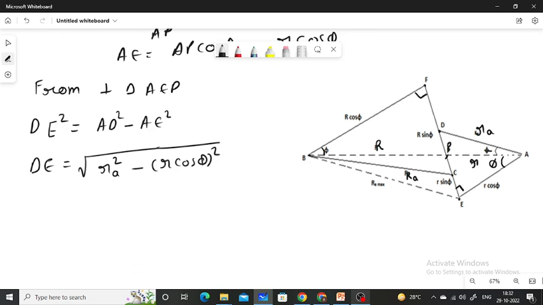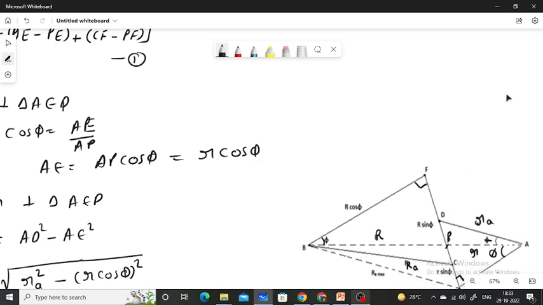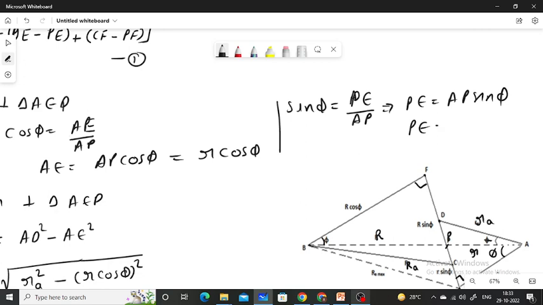DE is equal to under root RA square minus R cos phi square. So from right angle triangle AEP, sin phi is equal to PE upon AP, or say PE is equal to AP sin phi, or PE will be equal to R sin phi.